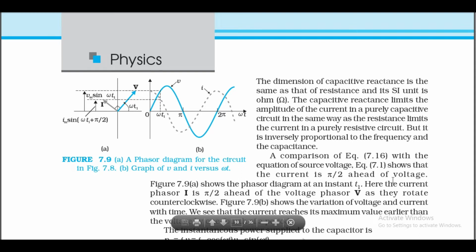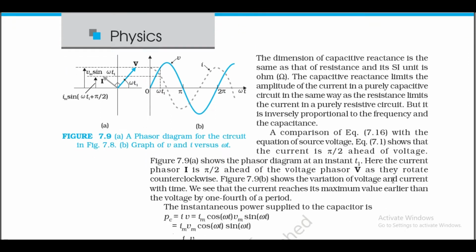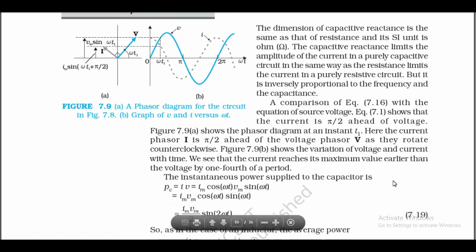A comparison of equation 7.16 with the equation of source voltage, equation 7.1, shows that the current is π/2 ahead of voltage. Figure 7.9a shows the phasor diagram at instant t. Here the current phasor i is π/2 ahead of the voltage phasor v as they rotate counterclockwise. Figure 7.9b shows the variation of voltage and current with time. We see that the current reaches the maximum value earlier than the voltage by 1/4 of a period.